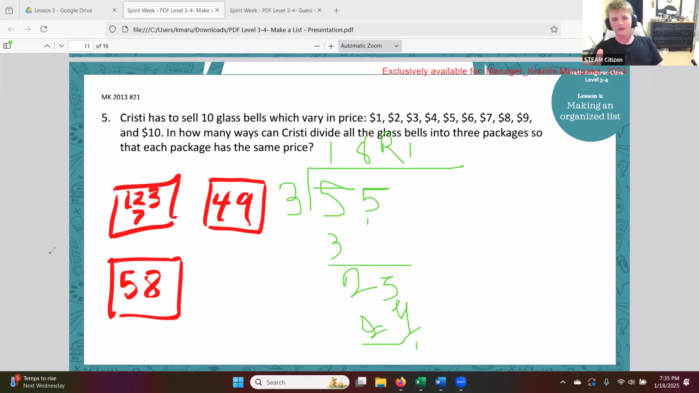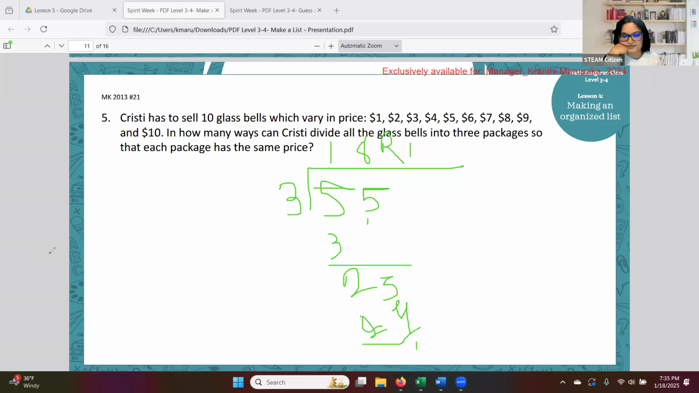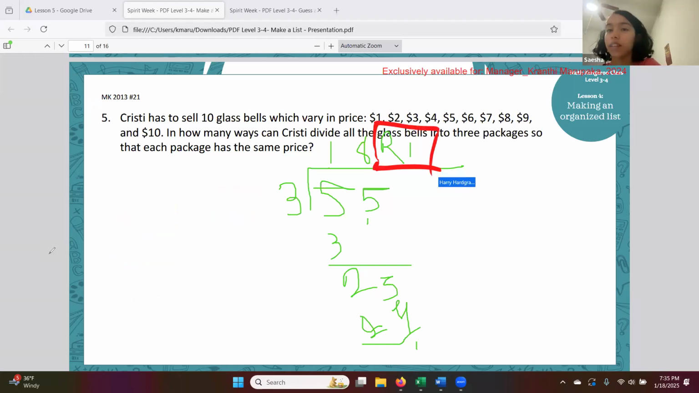Oh wait, we haven't used 6 though, so I don't think there's a working case. And 10, right? You have 6 and 10. Oh, that's true. Well, I don't think there is a working case actually. Yeah, the remainder would suggest there's not. You don't have a third of a dollar priced glass bell.